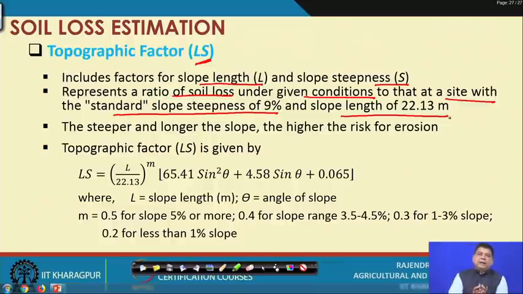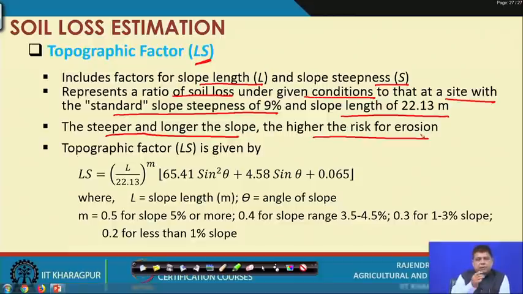So, basically here also the USLE standard plot is used as reference. There you measure the soil loss, and then you measure soil loss for another field where the slope length as well as slope steepness is different, and then you can find out the applicable value of LS, like we saw in case of K. And the steeper and longer the slope, the higher the risk of erosion, which is quite obvious, because we also saw it when we discussed the topographic factors.